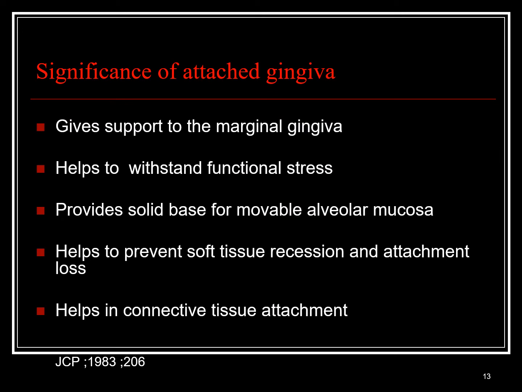Now, what is the significance of attached gingiva? Attached gingiva is below your marginal gingiva, between the marginal gingiva and your alveolar mucosa. It is firmly bound to the underlying periosteum. It gives support to the marginal gingiva and helps to withstand functional stress. It provides a solid base for the movable alveolar mucosa, and it helps to prevent soft tissue recession and attachment loss.